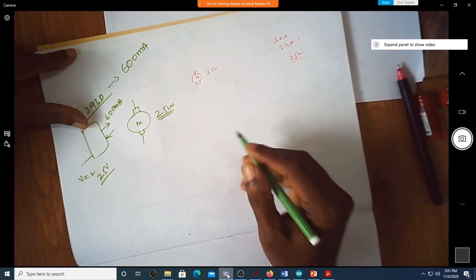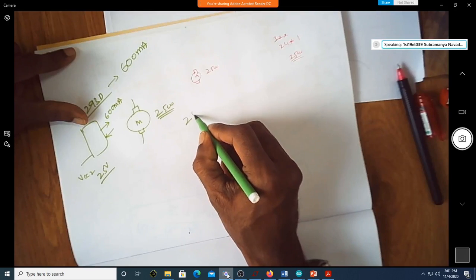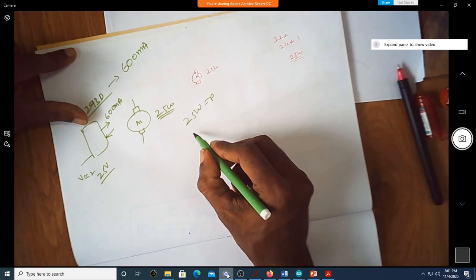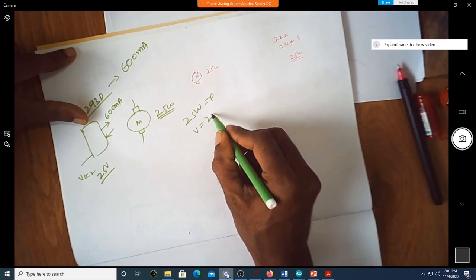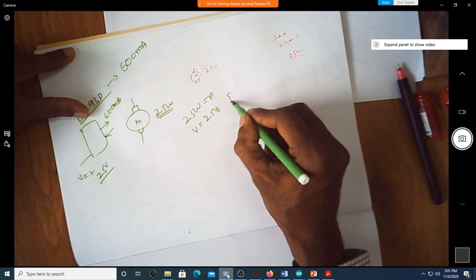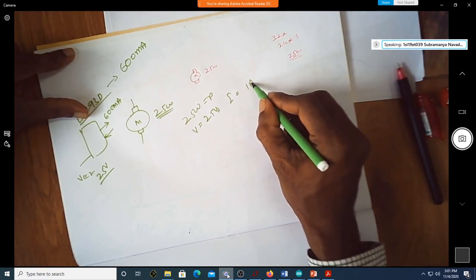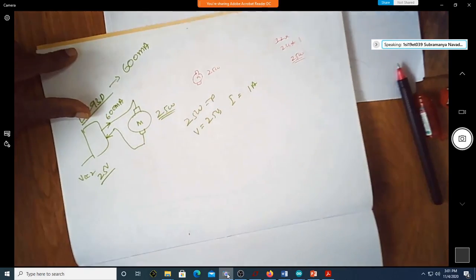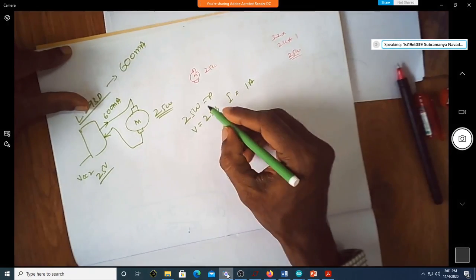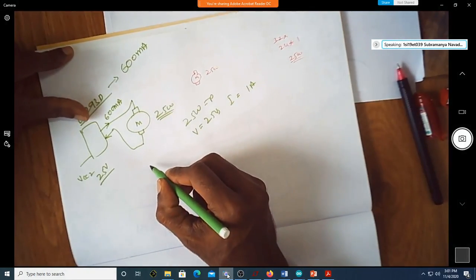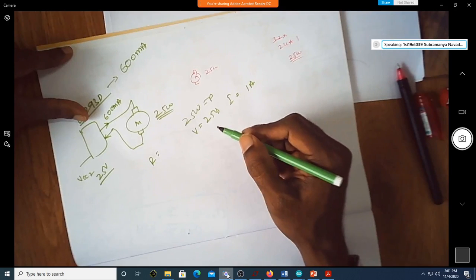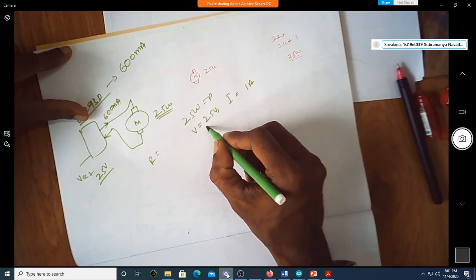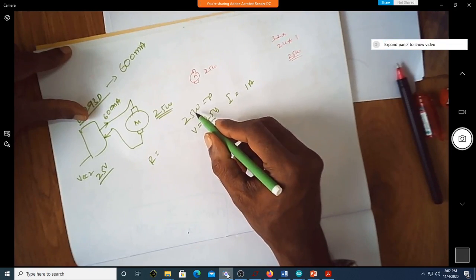Suppose this 25 watt is the power, and if the voltage is 25 volt, then what is the current required? 1 ampere, sir. 1 ampere. Suppose I connect this, what will happen? Can you tell me what is the resistance of this? Because I know the wattage, I know the volt, I know the resistance.